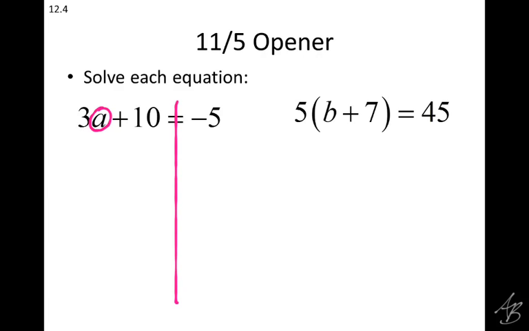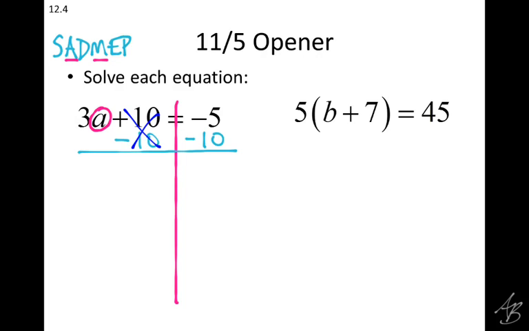So which one of those two things should I get rid of first if we're using the order of operations backwards? We have to get rid of the 10 first. The 10 is addition and the a is multiplication. So we need to get rid of addition before we get rid of multiplication. We get rid of the 10 by subtracting 10. And whatever we do on one side, we have to do on the other. So we subtract 10 on both sides.